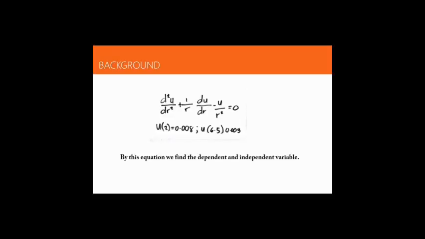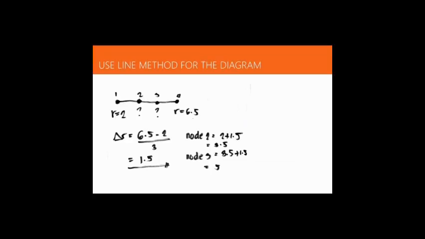In fact, this is a differential equation which governs a partial method. And first, for us to easily get the equidistant nodes, we will use the line method.